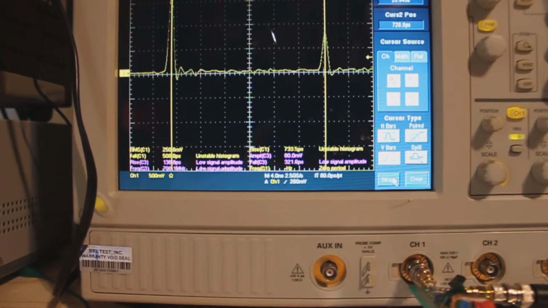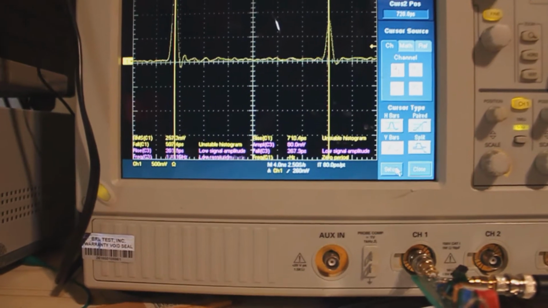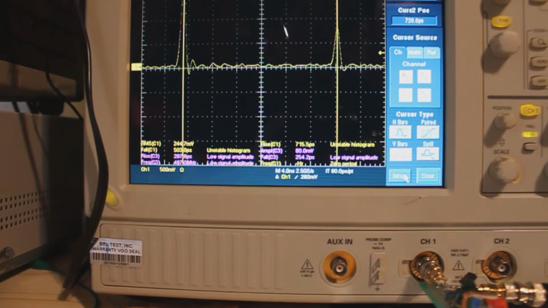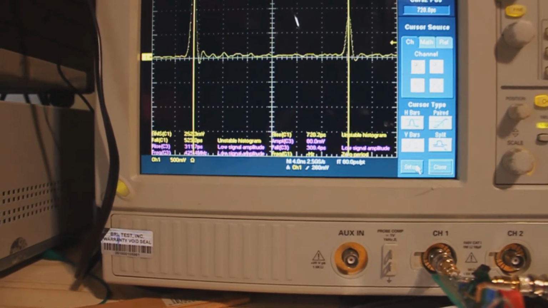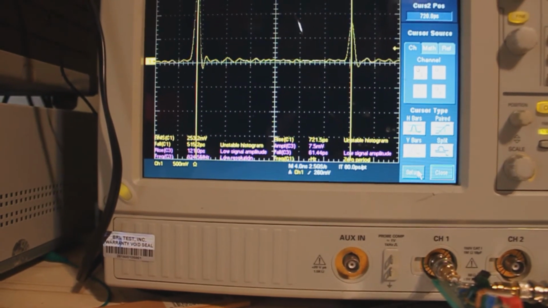So if you didn't know where the break in the cable was, you can use a setup like this, and if you know the velocity that a wave travels through this cable, you can then figure out where that break is.